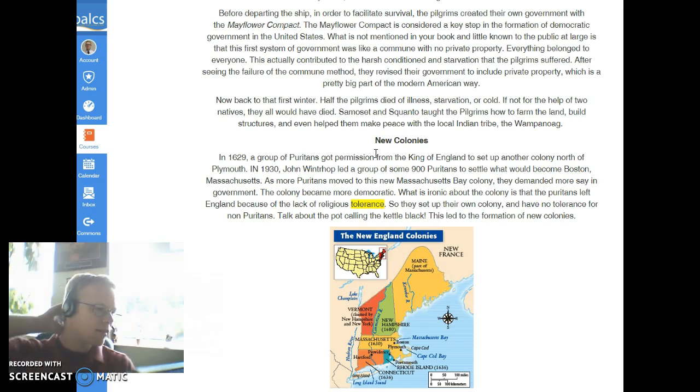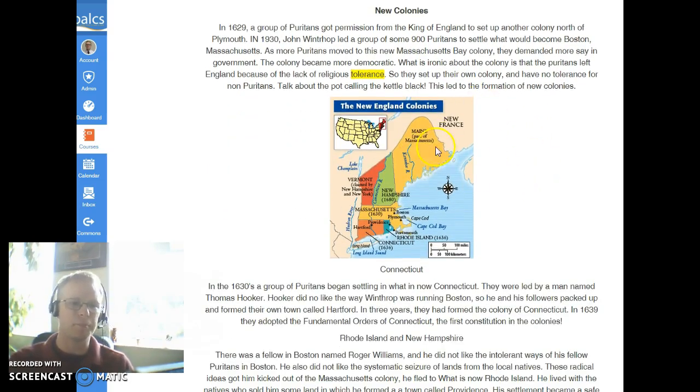A bit of an ironic thing about the Massachusetts Bay Colony that became Boston is that they left because Britain wasn't very tolerant of them, and then they formed their own colony, and then they're not tolerant of anyone else. Sort of a case of the pot calling the kettle black. So as a result, the Massachusetts Bay Colony of Puritans is pretty strict as well, and then people want to break off and form new colonies with their ideas. Here we have a nice map of New England.